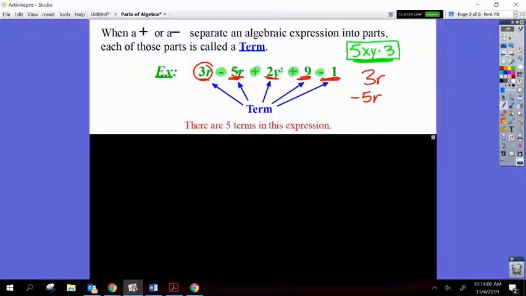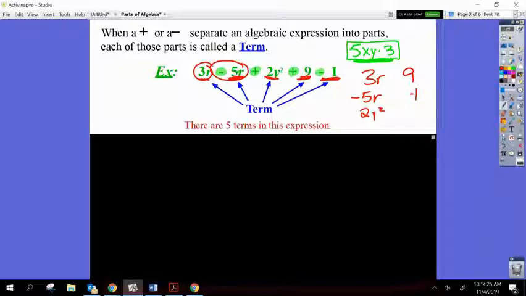Negative 5r is a term. Do you need to put that negative sign? Yes, you do. 2y squared is a term. How come we didn't put plus 2y? Well, it's implied that it's a positive because there's no number out front. 9 is a term, and negative 1 is a term.